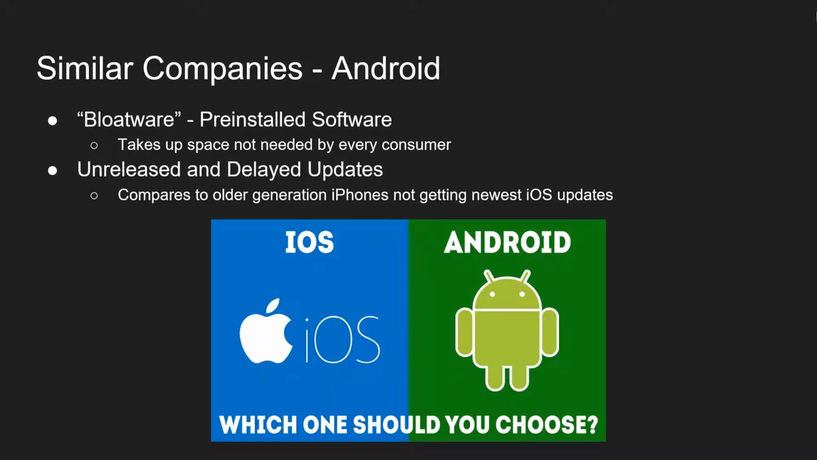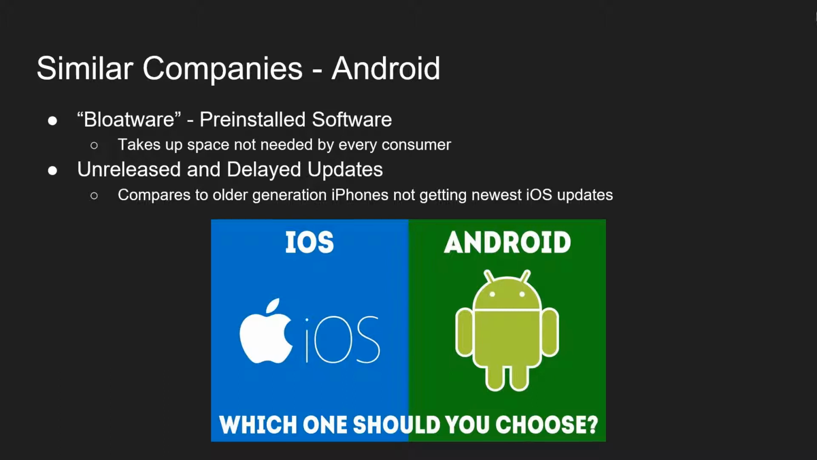Android is another company similar to Apple. Carriers and manufacturers are free to produce many different kinds of devices and have customized software. However, this also leads to many problems along the way. The first problem being that Androids come with bloatware, a software pre-installed by the manufacturer, which takes up space on the phone that some users do not have need for.